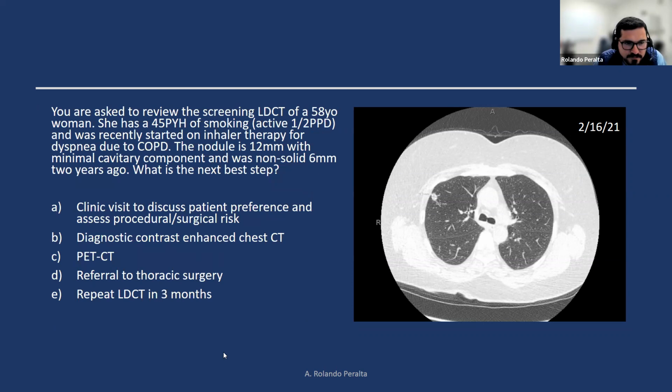Now the question is, again, you're asked to review the CT, the same patient. The nodule is 12 millimeters, with a minimal cavitary component, you can't see it because of the arrows. And it was a non-solid 6 millimeter nodule 2 years ago. So it was there at 6 millimeters, it's now 12. What do you want to do? What's the best next step? You want to go to clinic? You want to get a CT dynamic, PET CT, thoracic surgery, or repeat the CT?